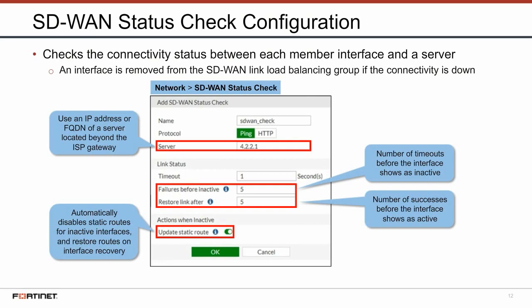SD-WAN status checks are used by SD-WAN rules. Depending on how you configure the rule, the status check can apply to individual member interfaces or the SD-WAN group as a whole.